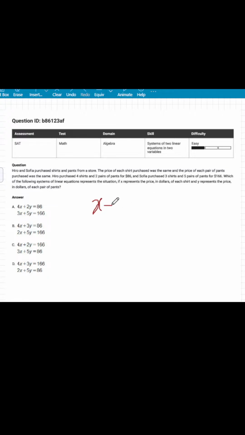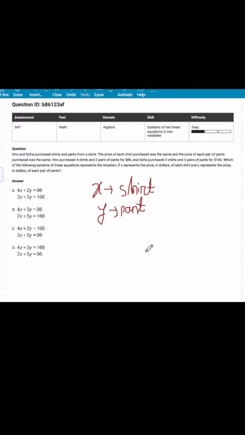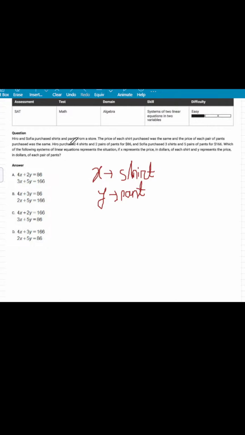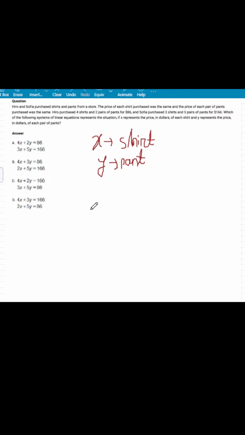So this is again a word problem, and we have to convert it into a system of two linear equations in two variables. x and y are already given. So let us write that down. x is the shirt price and y is the pair of pants price. Then we are given that Hero purchased 4 shirts and 2 pairs of pants. So the cost of 4 shirts will be 4x, and the cost of 2 pairs of pants will be 2y, and it is given that the total cost is 86 for Hero. So this is one equation.